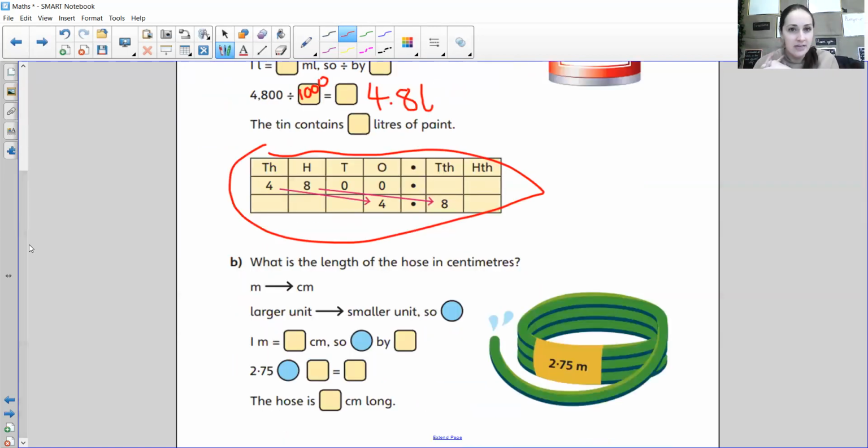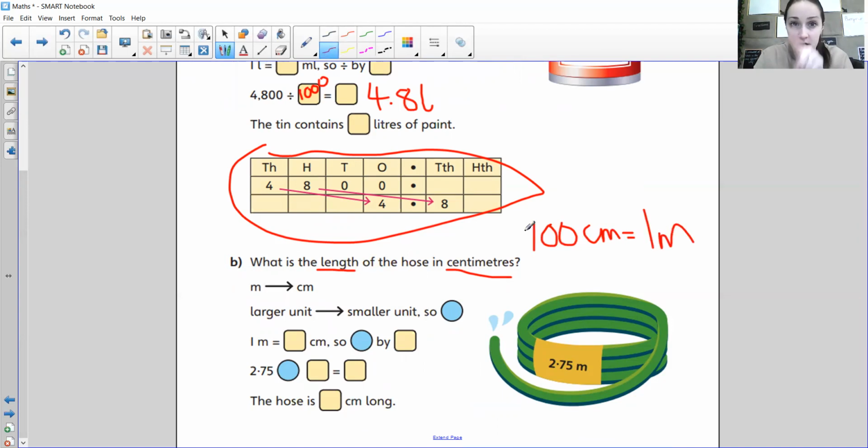Okay, last one for think togethers, and then we'll do some independent activity. So what is the length of the hose in centimetres? Well, straight away, I'm looking at the word length, so I know I'm measuring how long something is. I know that we're looking for centimetres. What do I know about centimetres? Well, I know that cent means 100. So I know that 100 centimetres is the same as 1 metre.